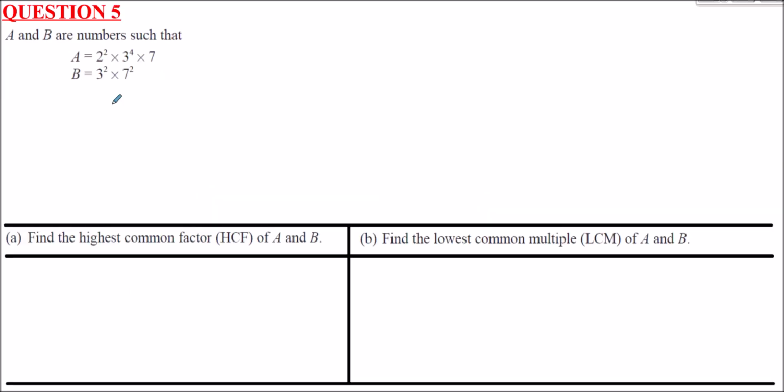Question 5 is about HCF, highest common factors, and lowest common multiples. This time it's in terms of prime factors. Here I'm going to use a Venn diagram, but first of all, let's write out what A and B are in longhand. A is 2 times 2 times 3 times 3 times 3 times 3 times 7, and B is 3 times 3 times 7 times 7.